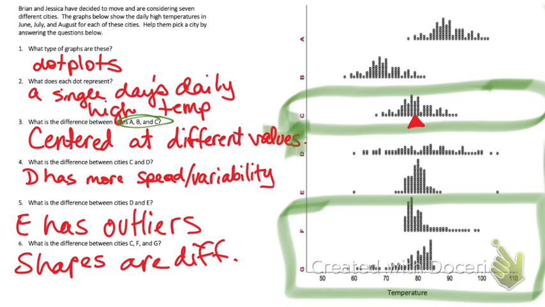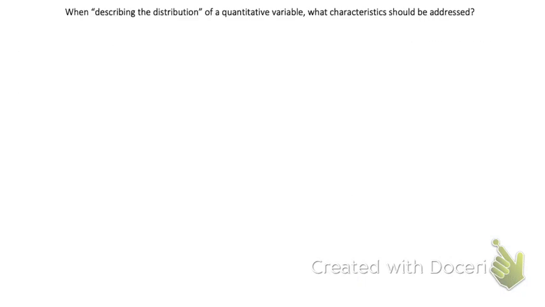We need to talk about the center. We need to talk about how spread out the data is. We need to identify any outliers, and we need to talk about the shape, okay? So let's make note of that here. This is what we're gonna do when we are asked to describe the distribution.